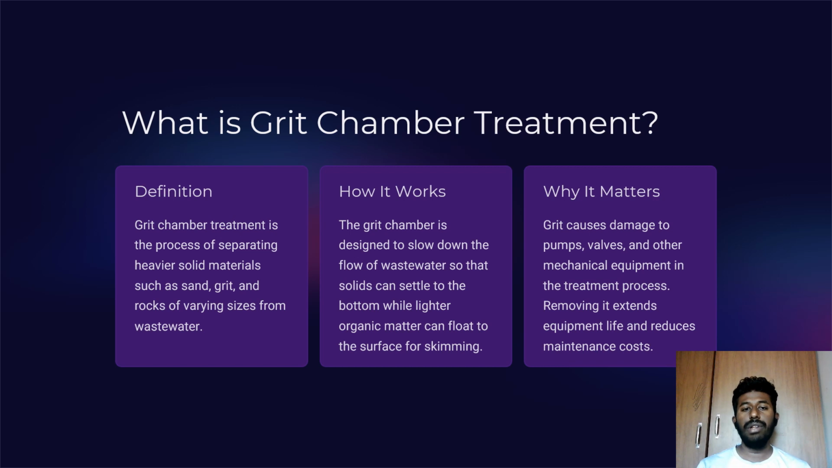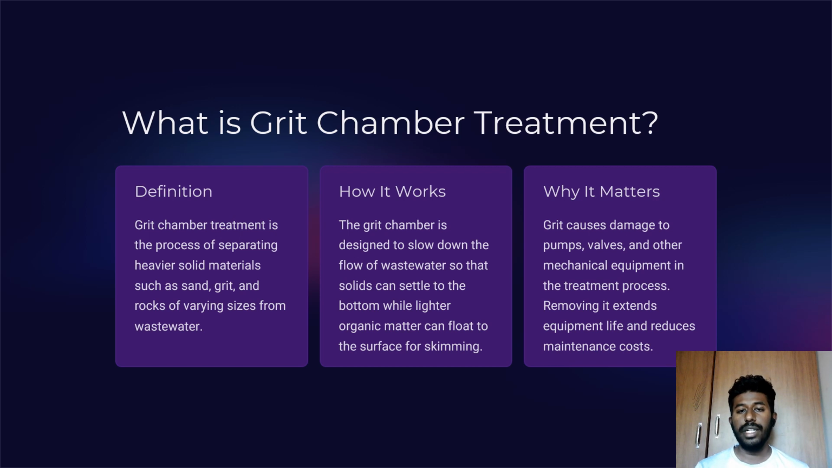In this slide we'll be seeing what a grit chamber treatment is, its definition, how it works and why it matters. Let's look into the definition first. A grit chamber treatment is the process of separating heavier solid materials such as sand, grit, and rock of varying size from wastewater. Now let's see how it works. A grit chamber is designed to slow down the flow of wastewater so that the solids can settle to the bottom, while lighter organic matter can flow to the surface for skimming. Mainly it uses the principle of centrifugal force, where the heavier particles remain at the bottom and the lighter particles float, which is used for skimming.